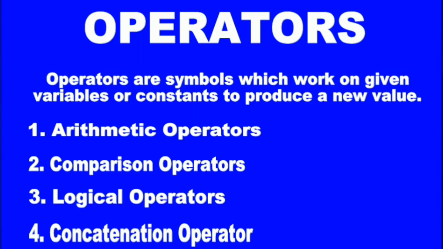Now let us look at operators. Operators are symbols which work on given variables or constants to produce a new value. For example, plus, minus, asterisk, etc. All these are arithmetic operators. Greater than or less than symbol is a comparison operator. And, or, and not are logical operators. Plus sign used between two strings is a concatenation operator.